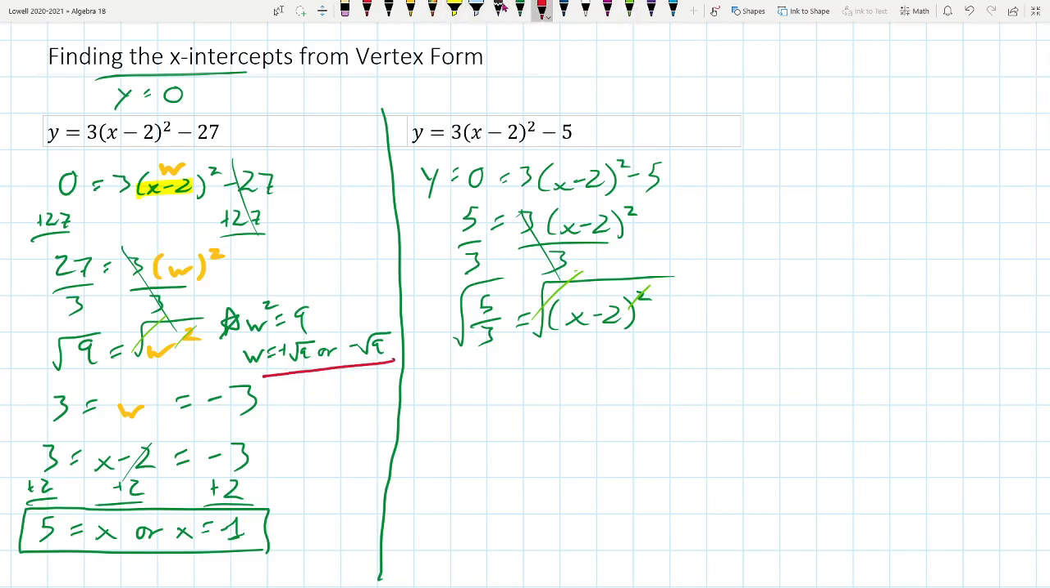It might be the positive square root of 5/3. So we'll get x minus 2 is equal to the square root of 5/3.